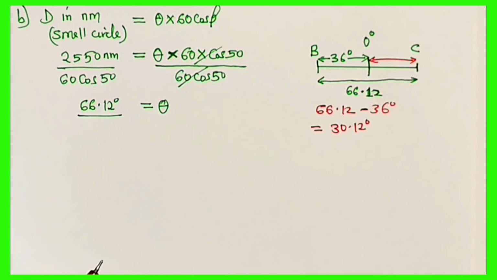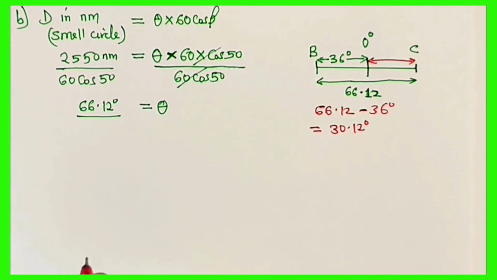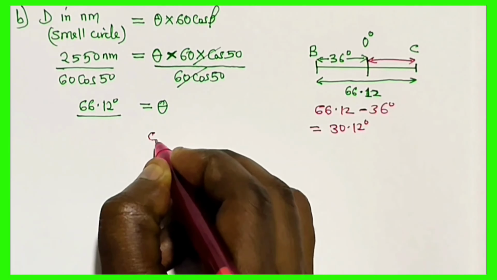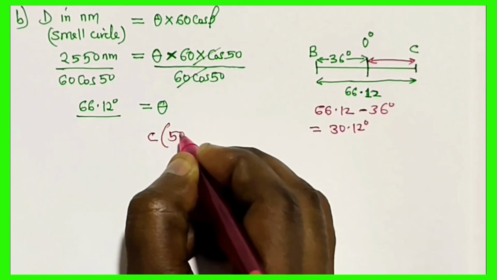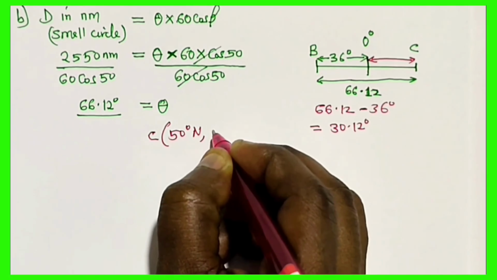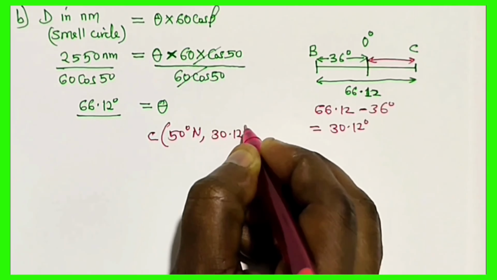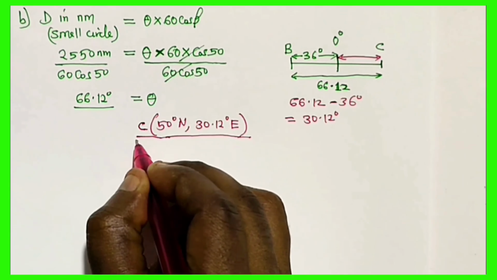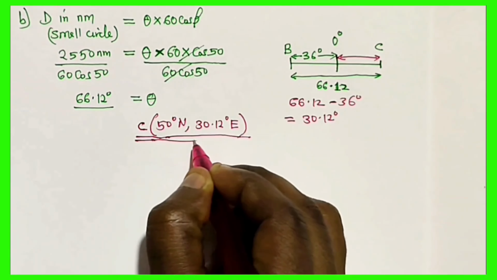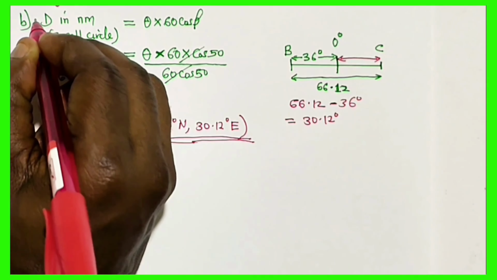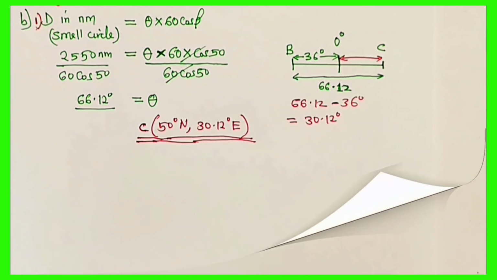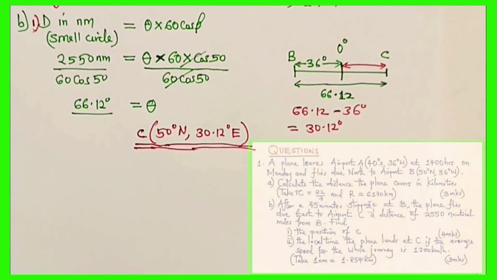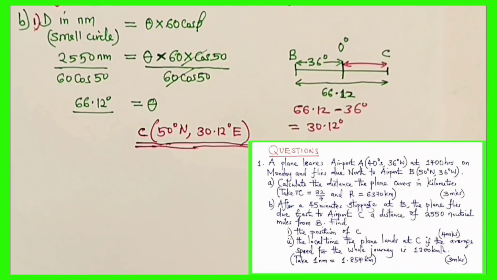Therefore, the position of airport C will be 50 degrees north and 30.12 degrees east. And that is the solution for part B, Roman 1. Part B, Roman 2. The local time the plane lands at C if the average speed for the whole journey is 1,200 kilometers per hour.